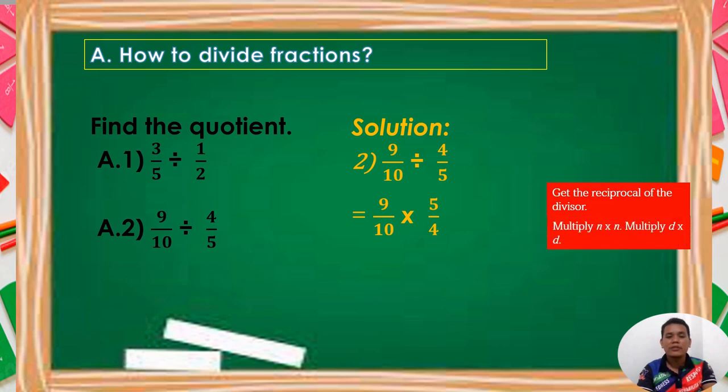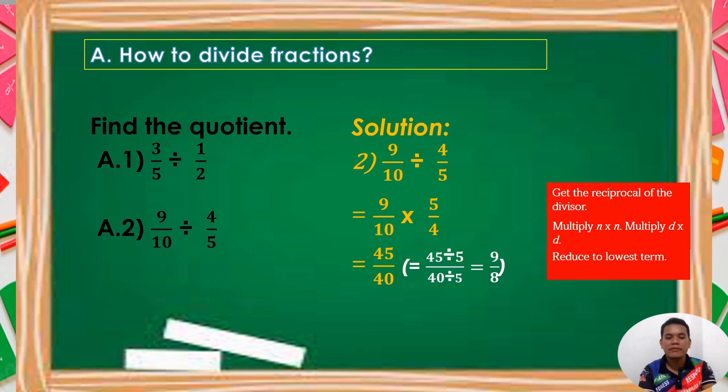So without going through the cross-cancellation method, we will simply multiply directly our numerators as well as our denominators. So 9 times 5, that is 45. 10 times 4, that is 40. But look at our fraction, 45 over 40 is not yet in lowest terms. So we need to reduce it to lowest terms. What is the GCF of 45 and 40? The GCF is 5, so we will use that. 45 divided by 5 equals 9, and 40 divided by 5 equals 8. So the result here is 9/8.